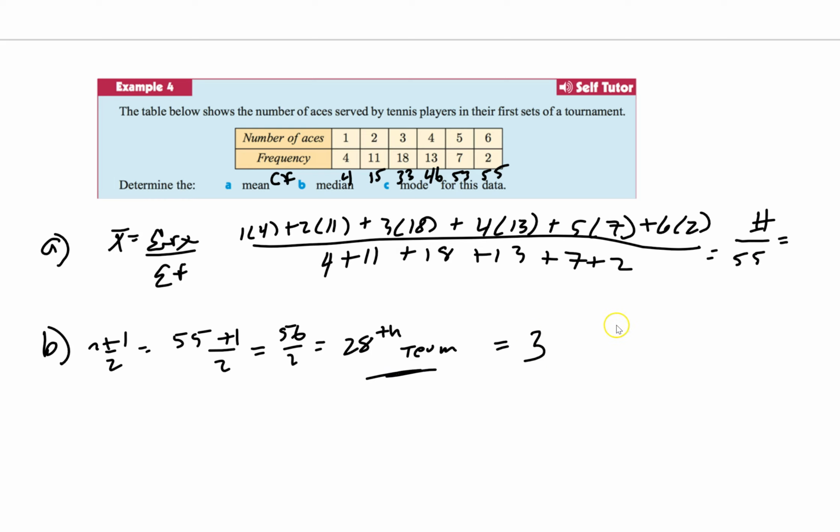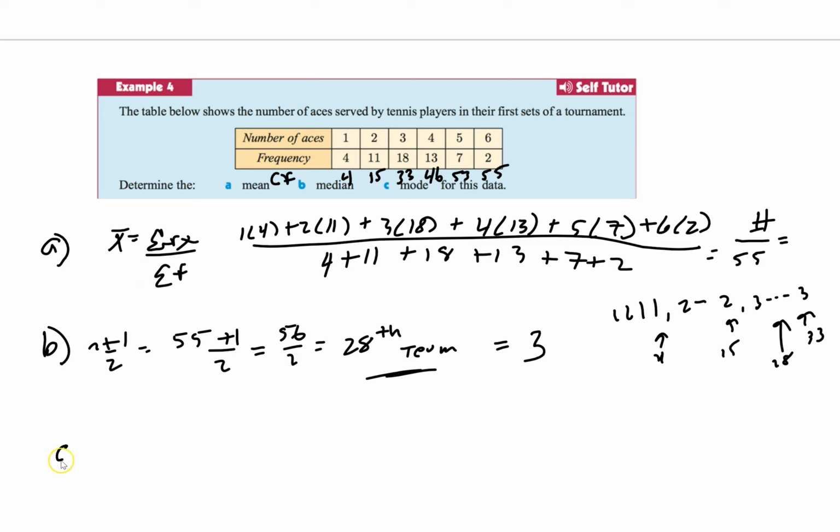Because again, the whole idea is you have 1, 1, 1, 1, then you have 2s. But at the end of the 2s, you're at 15. At the end of the 1s, you're at 4. Then you had a bunch of 3s, and at the end of it, you're at 33. So the 28th must have fallen somewhere within the 3s. That's how that one works.